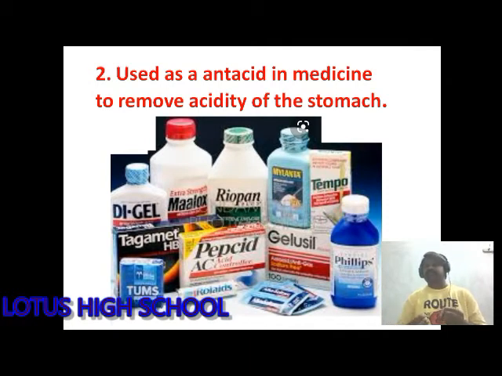But sometimes, due to overeating or due to the different nature of the food, the acidity will increase. Acidity increasing means the pH value will decrease. When the pH value decreases, we feel a very acidic nature in our stomach. So for decreasing that acidity in our stomach, we have to take a medicine which contains a basic nature. What is that here?